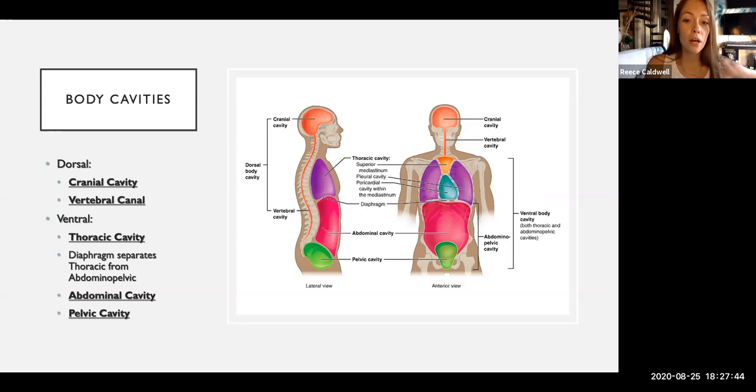Then we have the abdominal cavity, so right here. And dividing the two is the diaphragm. So there's a muscle right here called the diaphragm. And I do want y'all to know that. The muscle that divides the thoracic and abdominal cavity is the diaphragm. So the diaphragm is this muscle that moves when we breathe.